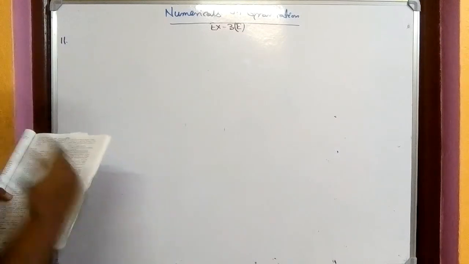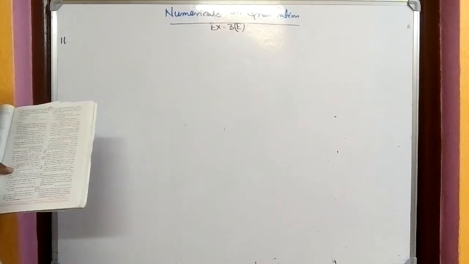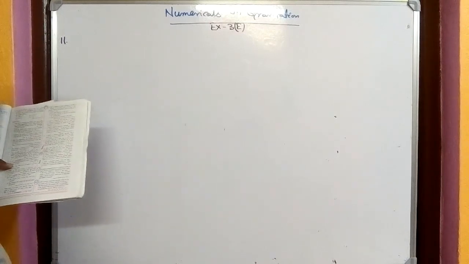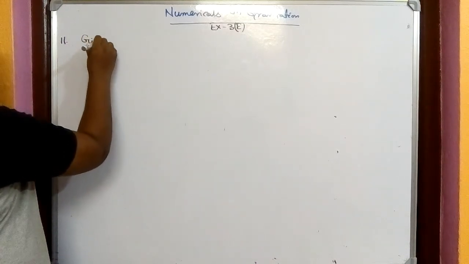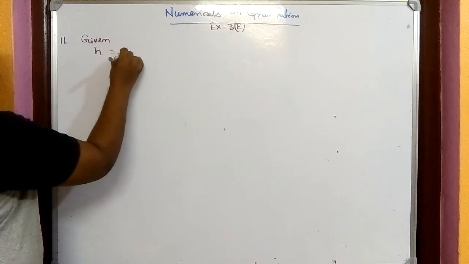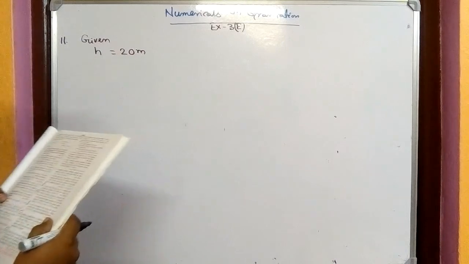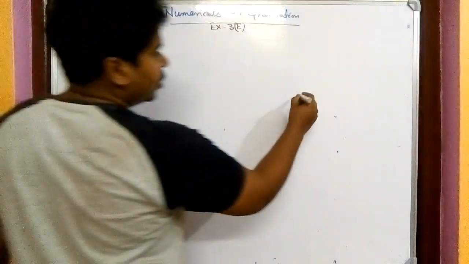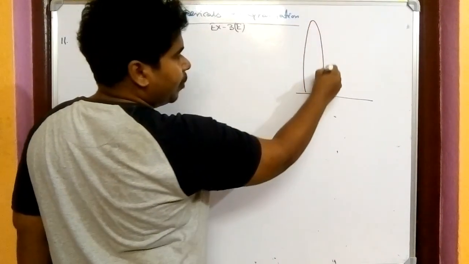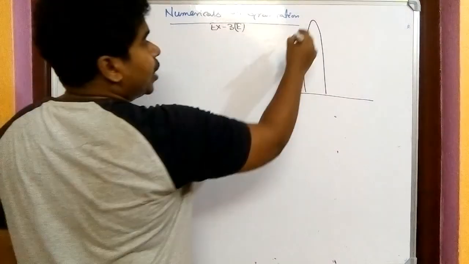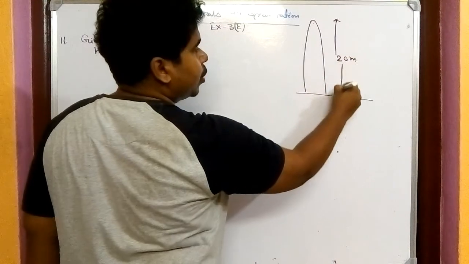The question is given: a ball is thrown vertically upwards. It goes to a height of 20 meter. So the first information given to me is height equals 20 meter. Then it returns to the ground. Simply, here is the ground. You have thrown a body vertically upward and it comes downward like that. So this height, 20 meter, is given to you.